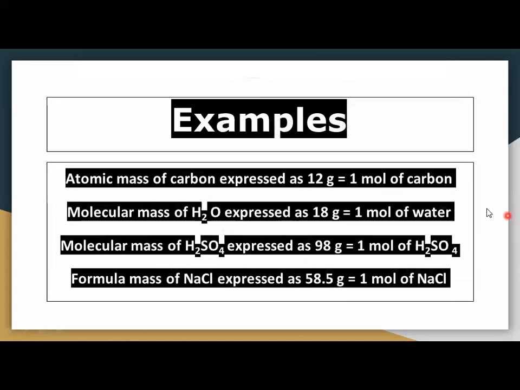Examples: atomic mass of carbon expressed as 12 grams means 1 mole of carbon. Molecular mass of water expressed as 18 grams is equal to 1 mole of water. Molecular mass of sulfuric acid expressed in grams, 98 grams, is 1 mole of sulfuric acid. Formula mass of NaCl expressed as 58.5 grams is equal to 1 mole of NaCl.